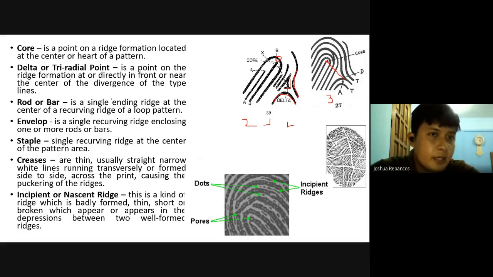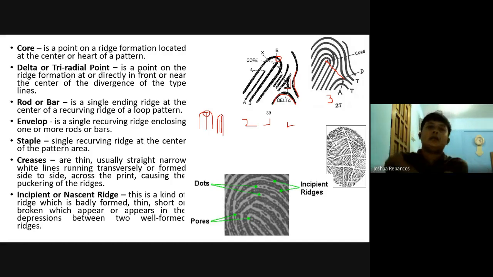And we have the rod or bar. It's a single ending ridge at the center of a recurved ridge of a loop pattern. Okay, ito yung tinatawag natin rod or bar. So, may example, dalawa. Isang maiksi, isang mahaba. Itong dalawa, rod or bar pa rin yan. Kaya lang, ang magiging basehan ay yung pinakamalapit sa loop or the recurve. So, that's it.